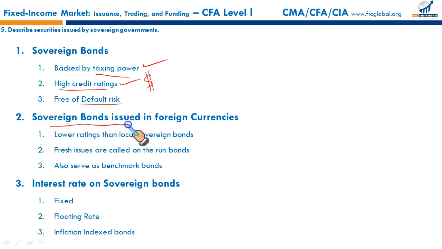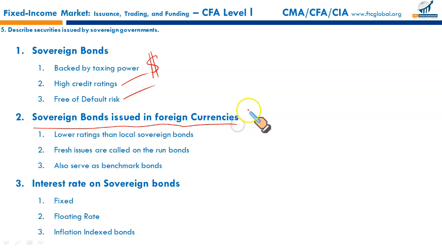Then sovereign bonds issued in the foreign currency, yes, they will have lower ratings than the local sovereign bonds. The bonds issued or denominated in dollars will have no default risk; they will have high credit ratings. But if such sovereign bonds are issued in foreign currencies, let's say in pound sterling, the ratings would be lower.